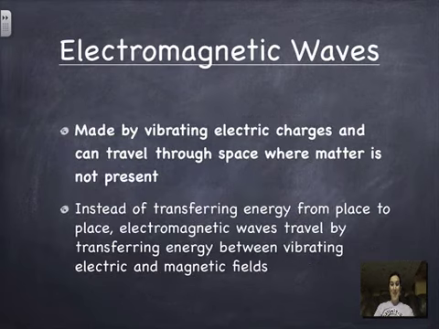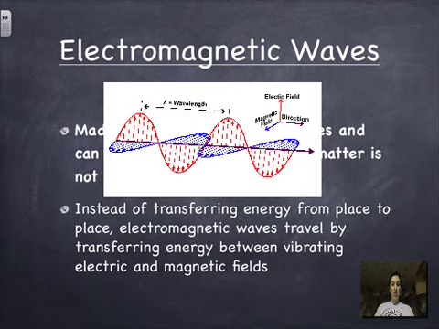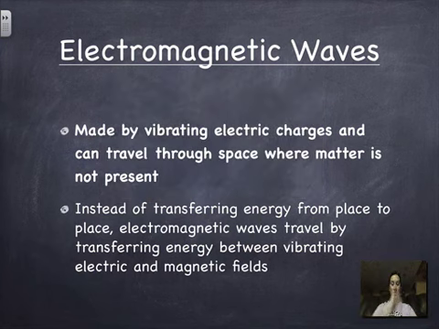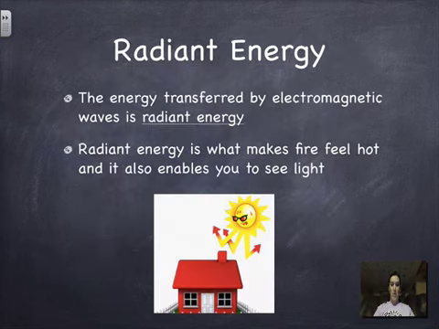Electromagnetic waves, we do not see them. However, they are always there. They're made by a vibrating source that can travel through space where matter is not present. Instead of transferring energy from place to place, the waves actually vibrate by transferring the energy between a vibrating electric and a magnetic field. So we have a transverse wave that's moving one way that's made of an electric field, and then we have a magnetic wave that's moving perpendicular to that. So together they're working to form these electromagnetic waves.